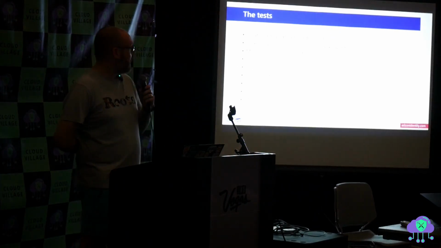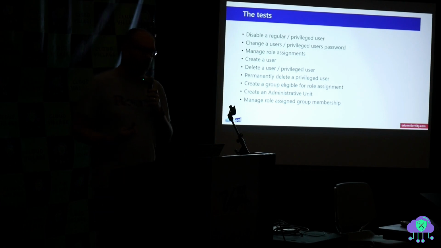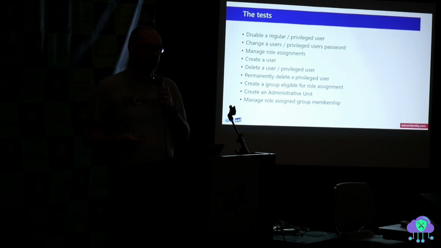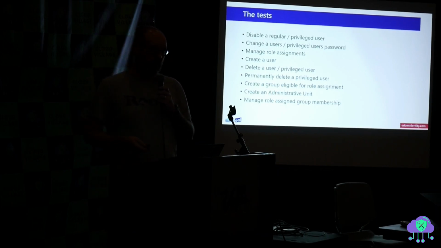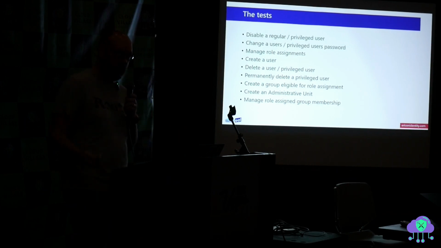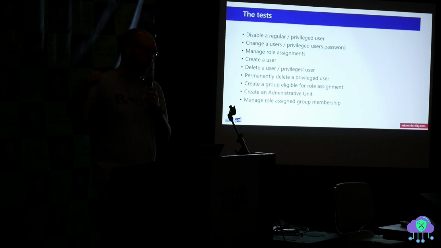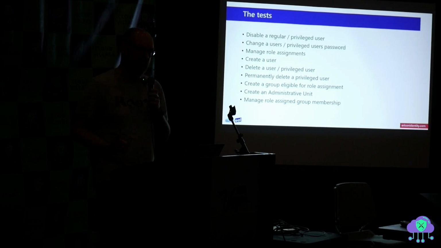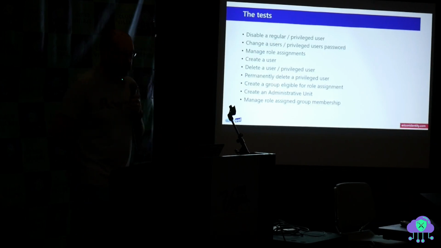So, as far as the tests go, I was looking to disable a regular privileged user, change a privileged user's password, manage role assignments, create a user, delete a privileged user, permanently delete a privileged user, group eligible role assignments, managing those, creating an administrative unit, and managing role-assigned group membership, right? And again, I have a mostly blue team background. So I was trying to think of all the ways that organizations manage privilege or that you can gain privilege within Entra, basically through this smattering across all these 9 service principals.